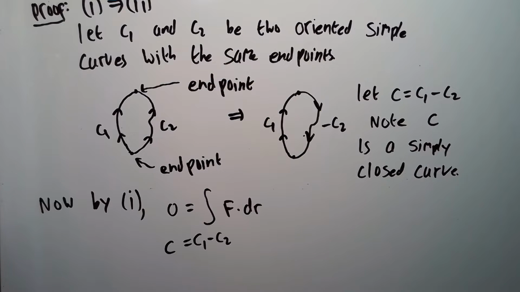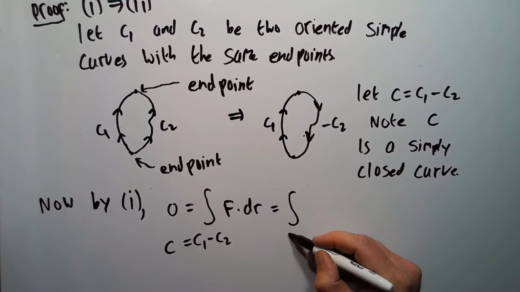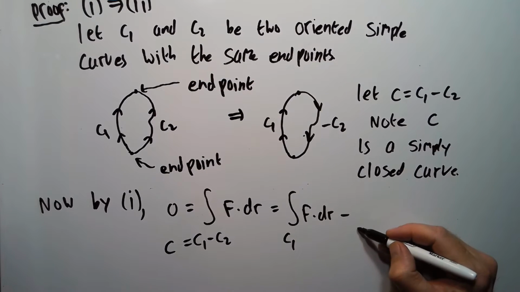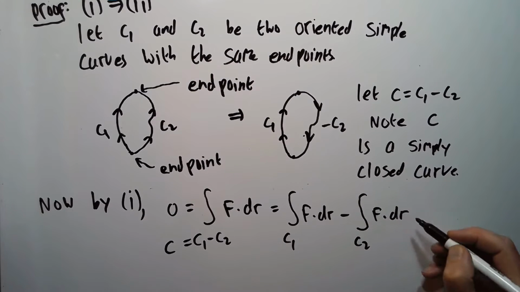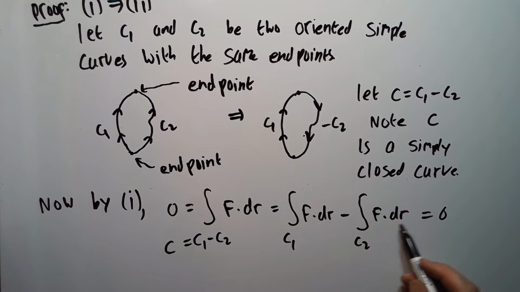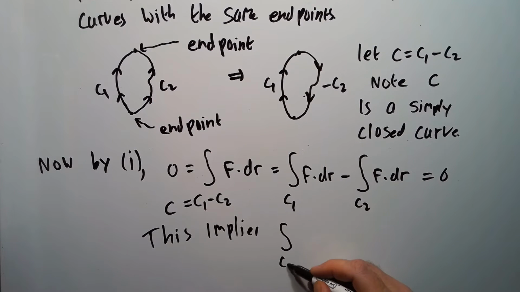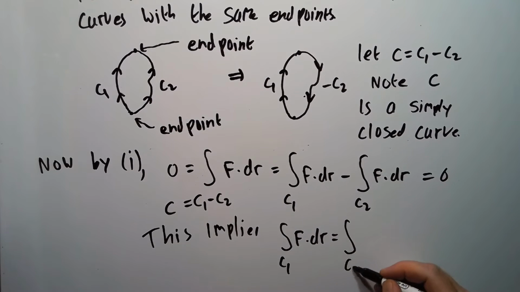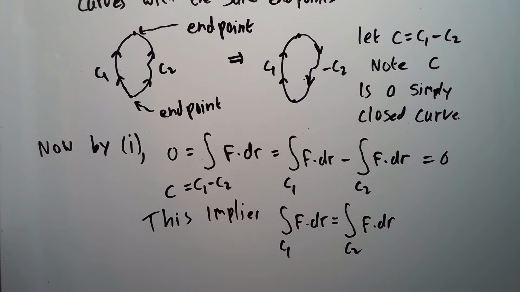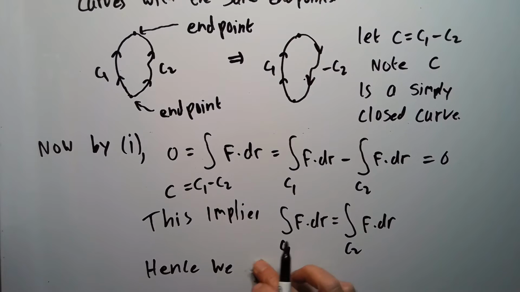Okay, let's write that. Since we're assuming 1, the integral over a simple closed curve should be 0, so we have this condition. But by properties of integrals, you can break this up as the integral over C1 of f dr minus the integral over C2 of f dr, and that has to equal 0. So you can just add the integral over C2 to both sides, and we have this. Hence, we have shown 1 implies 2.